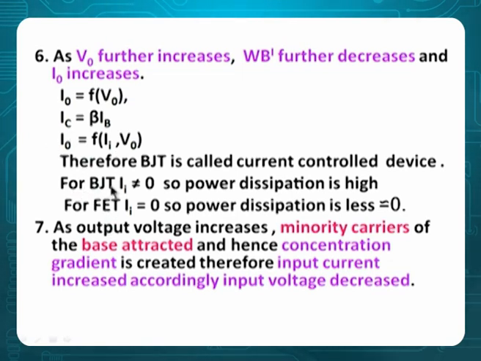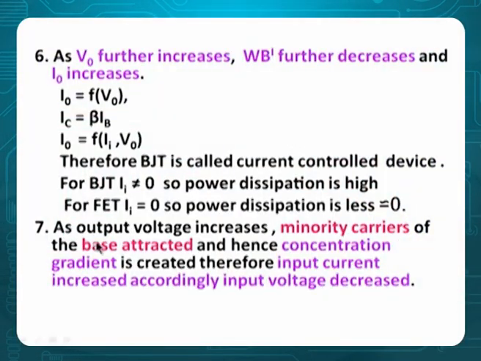Suppose you take a BJT, input current is not 0, therefore power dissipation is high. Whereas in FET, input current is 0, therefore power dissipation is less or approximately 0. And why I'm saying approximately 0, because input power is anyway 0, but there can be output power. That's why I'm saying approximately 0 but not 0. But in terms of power dissipation, FET is better.